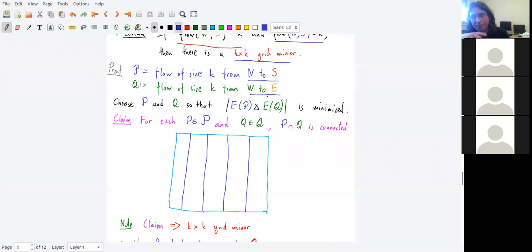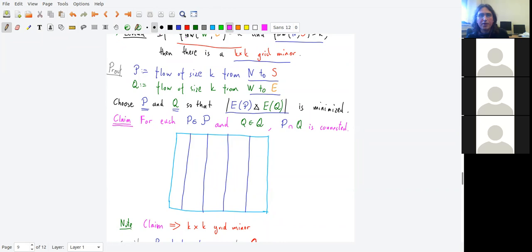I will choose the flows in such a way that the symmetric difference in terms of the number of edges is minimized. So among all the pairs of flows, north-south and west-east, I choose a pair of flows for which the symmetric difference, in terms of the edge sets, is minimized, and I claim that this pair of flows actually gives me what I want.